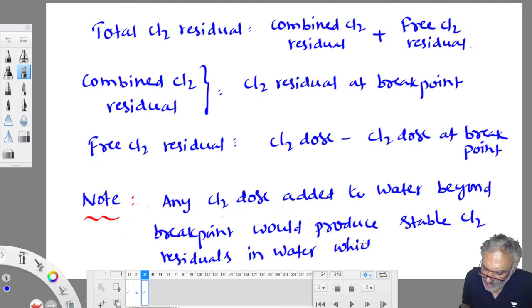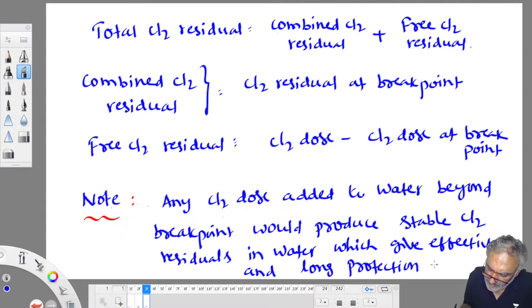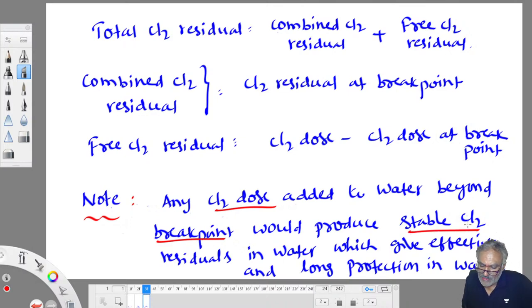Which give effective and long protection. We get effective protection because of free chlorine, and long protection because of chloramines. That is the reason why we need to work out that break point. Any chlorine dose added to water beyond the break point produces stable chlorine residuals, which will give effective and long protection. That is the reason why we need to find out the break point. Understood?